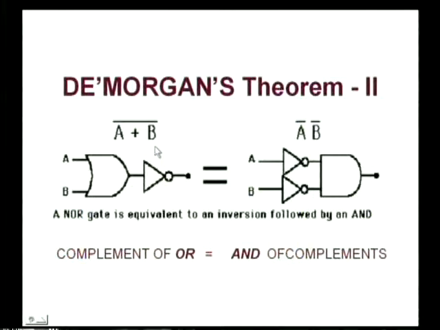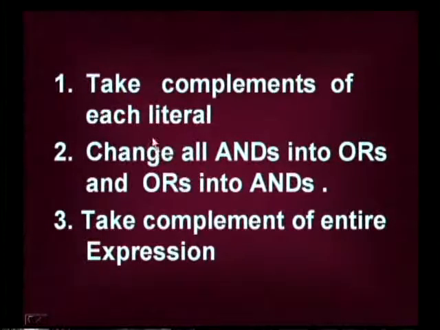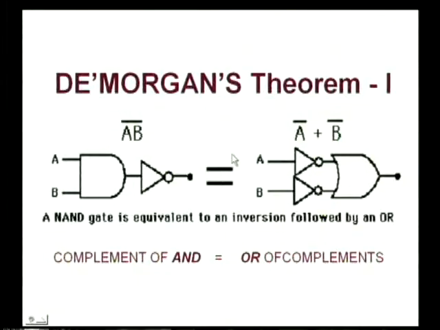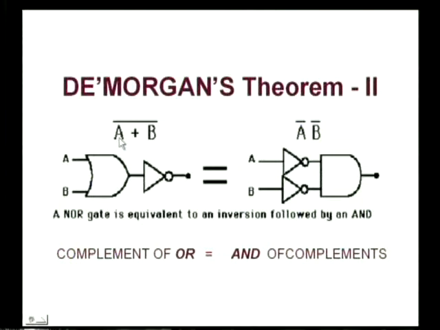This is also based on the three steps laid out previously. The first step is to take the complement of each literal. So, turn A into A bar and B into B bar. The second step is to change OR into AND. So, this becomes A bar ANDed with B bar. Take the complement of this entire expression. So, we get a double complement here, which gets cancelled.